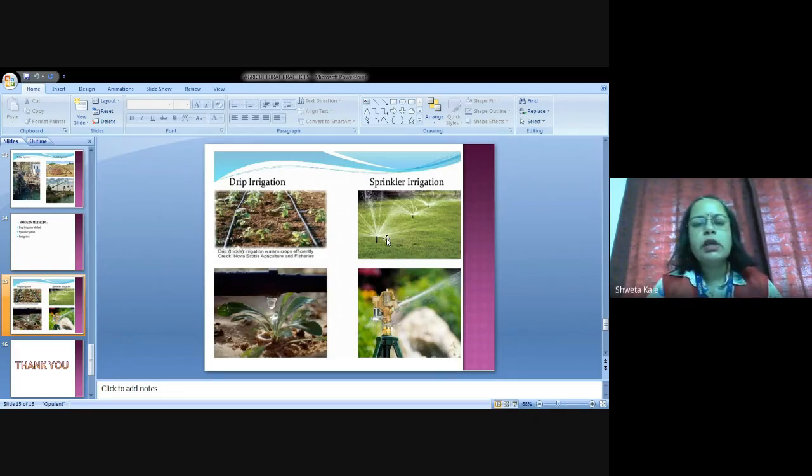Next is sprinkler irrigation. In sprinkler irrigation, sprinklers are attached at certain distances, and the sprinklers continuously keep rotating so that they can cover a large area, so that a large number of crops are watered simultaneously.